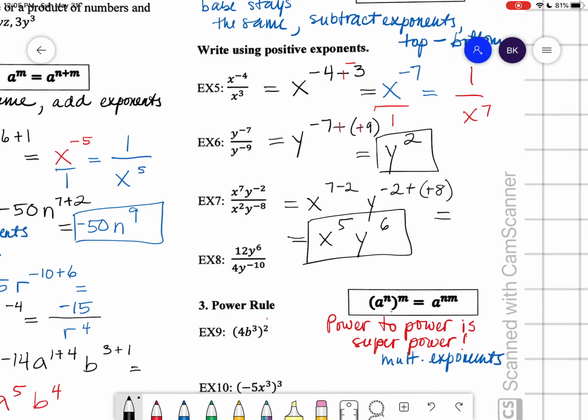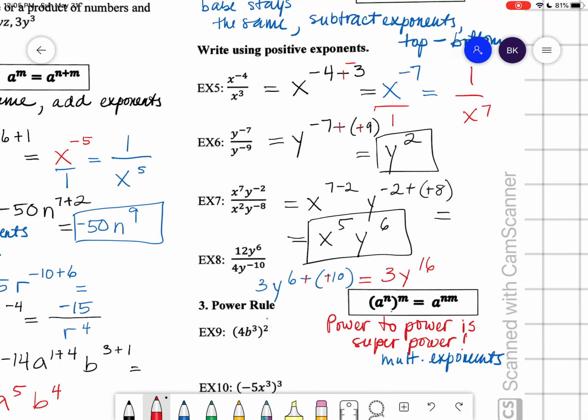In this example, 12y to the 6th, 12 and 4. Can you reduce the coefficients? Yes, you can. So that's going to be 3. And then base stays, y, and then 6 minus negative 10. And then we're going to do keep, change, change. So your final answer would be 3 y to the 16th power. 3 times y to the 16th power.